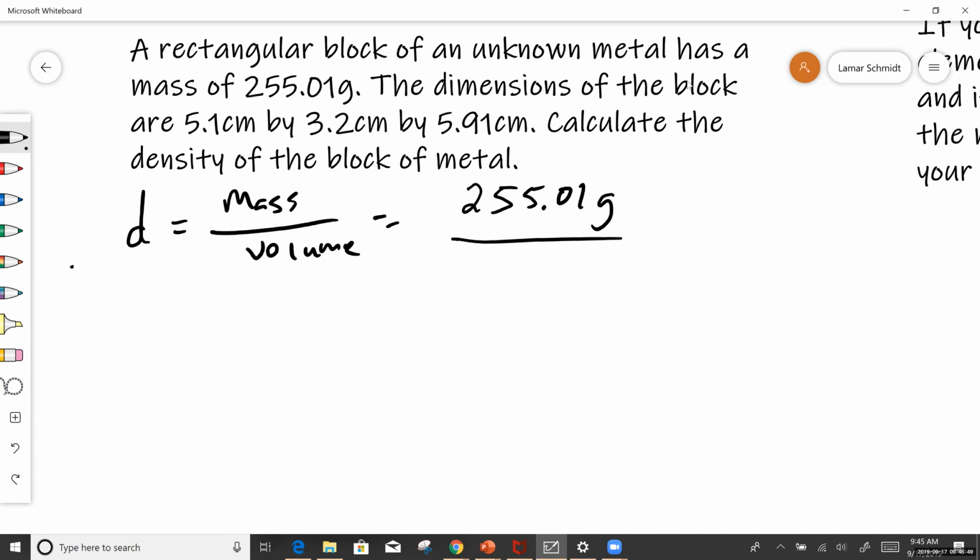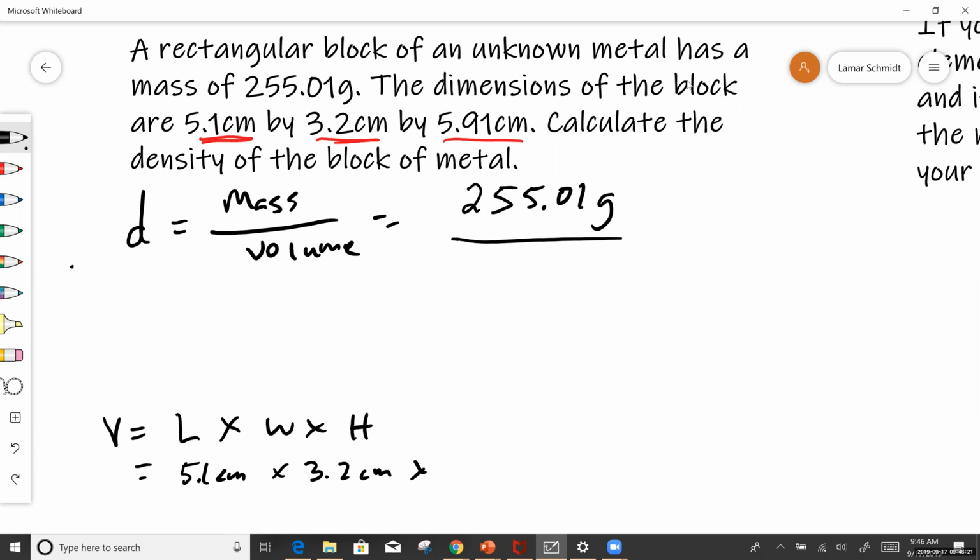Well, it's not quite as clear as the mass is, right? Because we have 5.1 centimeters by 3.2 centimeters by 5.91 centimeters. And so we know that volume equals what? Length times width times height, right? And so we can assume that those values are length times width times height. Do I need to know which is which? No, not at all. So all I got to do is plug those in, and I get 5.1 centimeters times 3.2 centimeters times 5.91 centimeters.